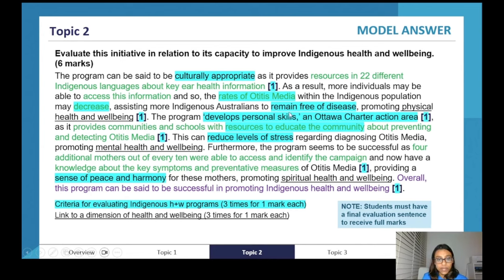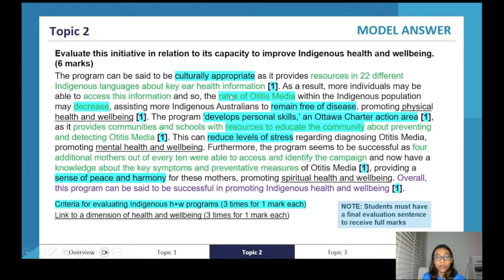So you're talking about an action area, which is definitely a criteria, but try not to use just two different action areas. When you're evaluating an initiative and it's not specifically said, like, evaluate this initiative in relation to its capacity to improve Indigenous health and well-being directly due to the action areas, include other ones. It's not an action area question, it's an evaluate question. So you can talk about all of the other criteria.